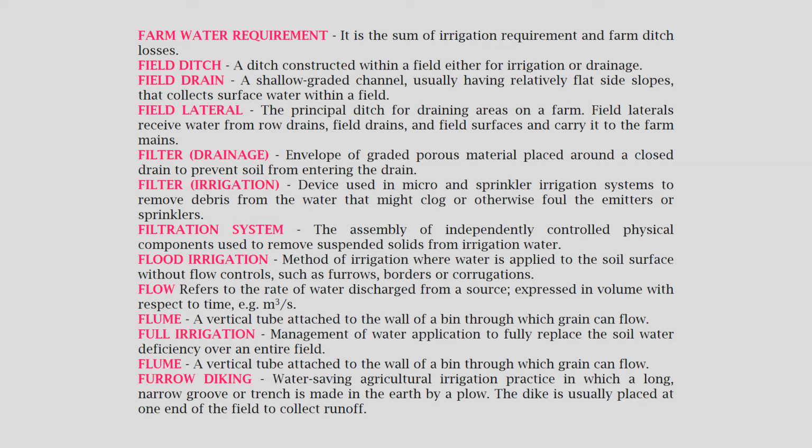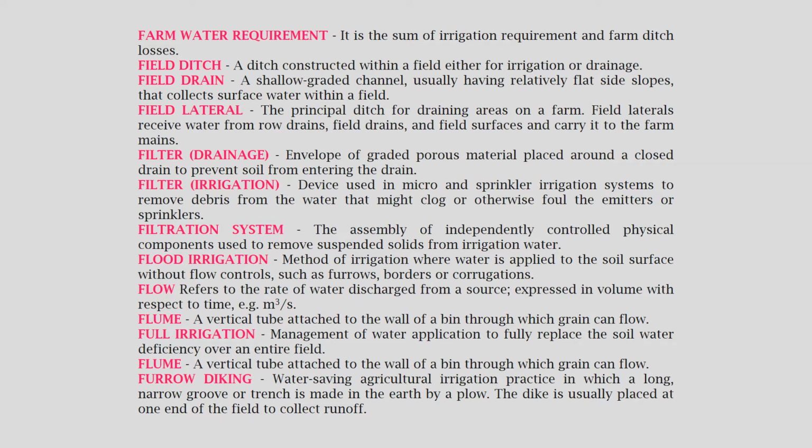Filter, drainage. Envelope of graded porous material placed around a closed drain to prevent soil from entering the drain. Filter, irrigation. Device used in micro and sprinkler irrigation systems to remove debris from the water that might clog or otherwise foul the emitters or sprinklers. Filtration system. The assembly of independently controlled physical components used to remove suspended solids from irrigation water. Flood irrigation. Method of irrigation where water is applied to the soil surface without flow controls, such as furrows, borders or corrugations. Flow refers to the rate of water discharged from a source, expressed in volume with respect to time. That is cubic meter per second. Flume.